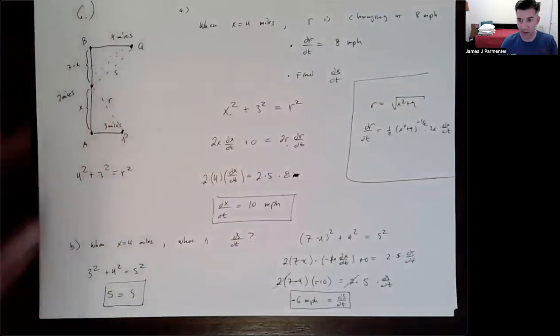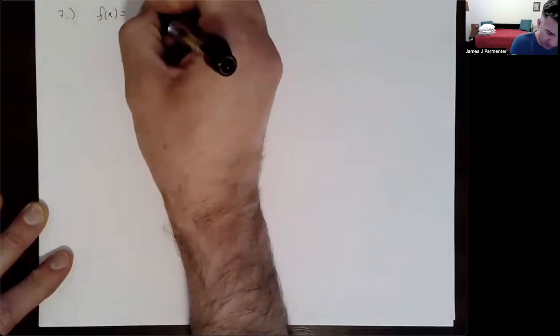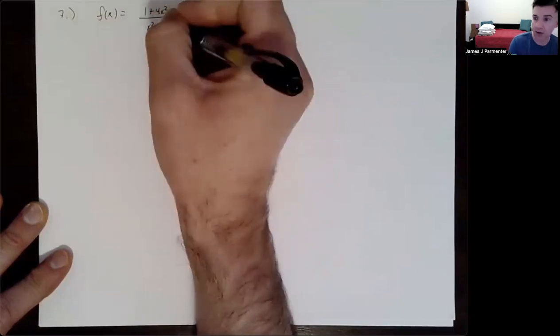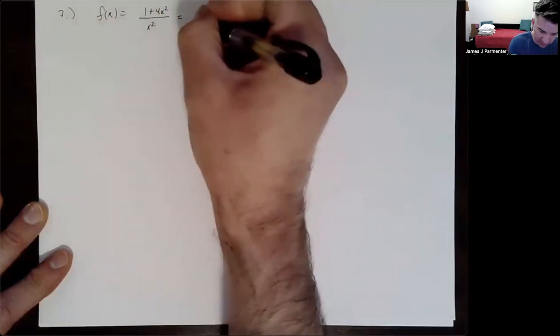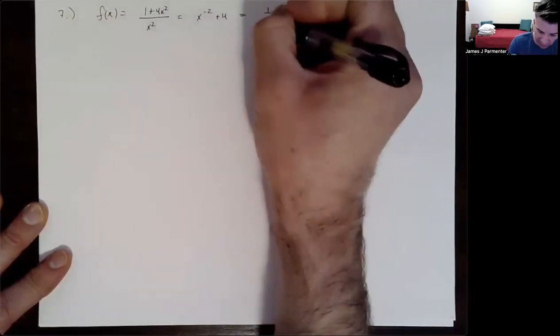Let's look at problem 7, which looks like a graphing problem. So let's see here. Throughout this problem, the function f is given by f(x) equal to (1 plus 4x squared) divided by x squared, which is also equal to x to the negative second plus 4. And I would also imagine it as 1 over x squared plus 4.